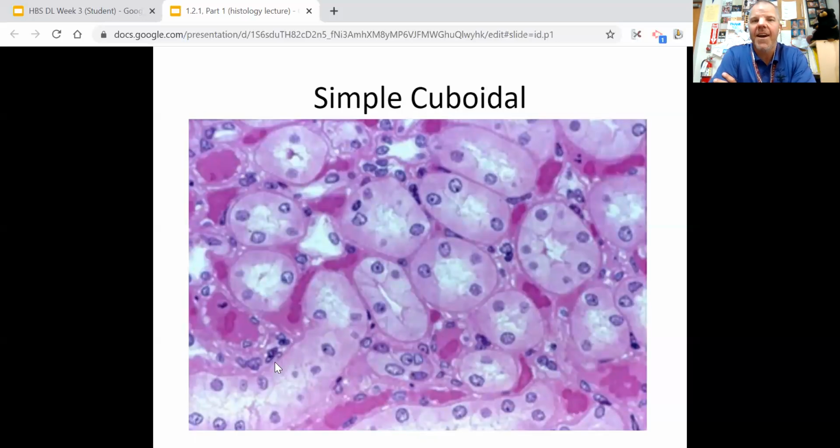This is a slide of simple cuboidal. And really what you're looking at is a bunch of tubes, but you're looking straight down on them. So imagine if you grabbed a bunch of straws and you just turned them and you're looking at all of them like this, okay? That's what I'm looking at here. It's a bunch of tubes straight down.